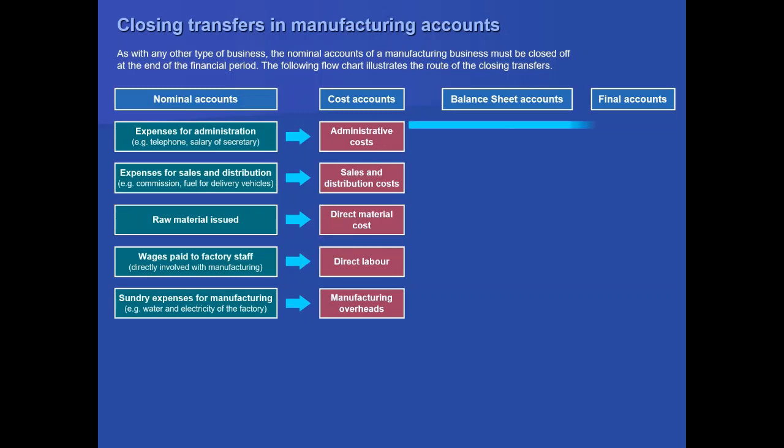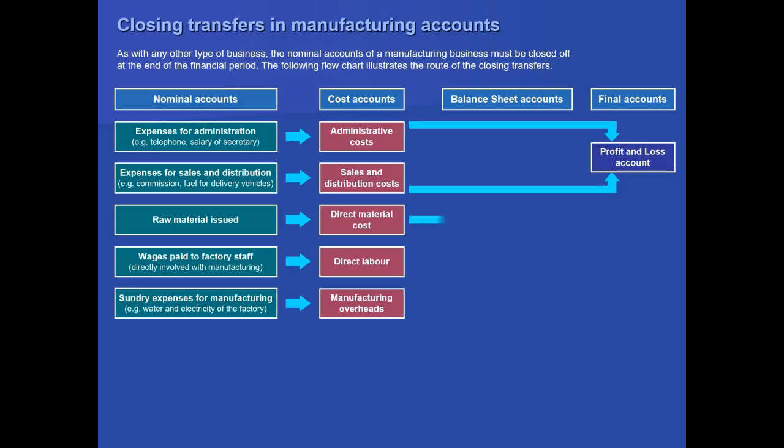Then the administrative cost is a period cost. So we move it to our profit and loss account, which is a final account. Similarly, sales and distribution costs are period costs. So we move them to our profit and loss account, which is a final account.